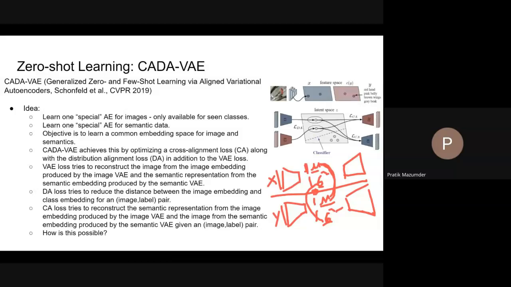Okay. Sir, once again, the CA loss as well. The cross alignment loss. Yes.